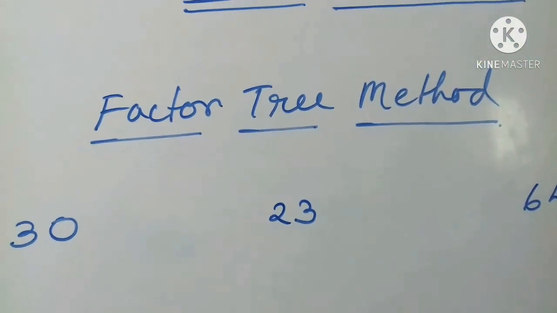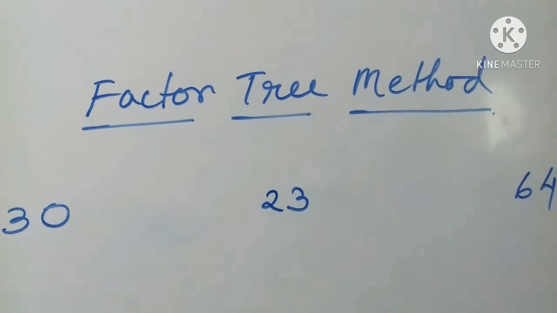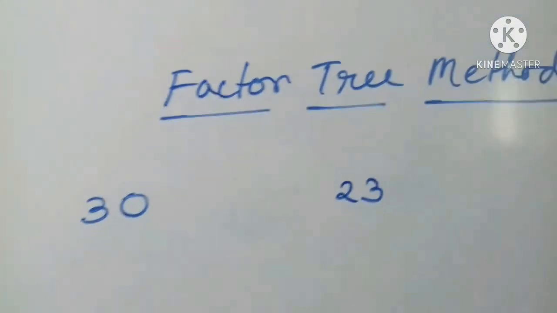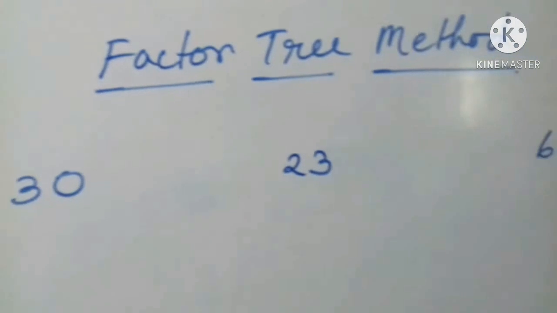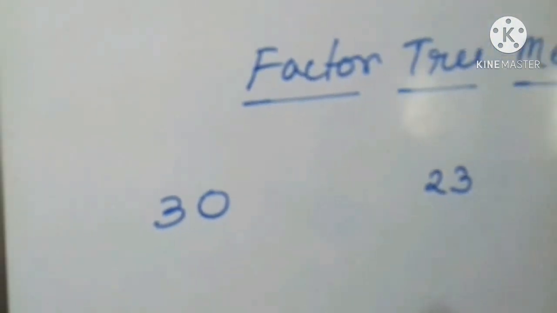Now I am coming to the factor tree method. This is another method to calculate the prime factors of a number. I have taken here 3 numbers, 30, 23 and 64. I am going to discuss how to do prime factorization with the factor tree method.